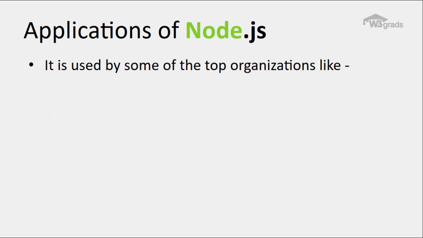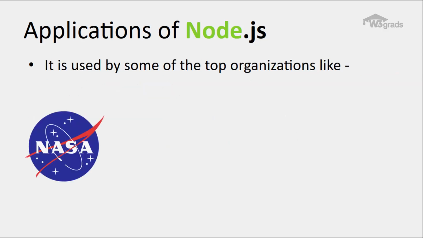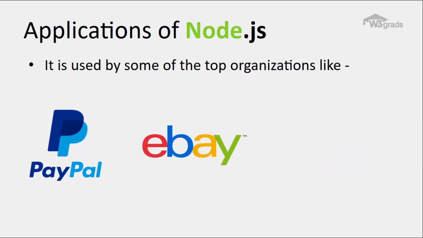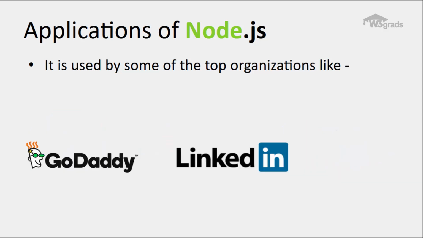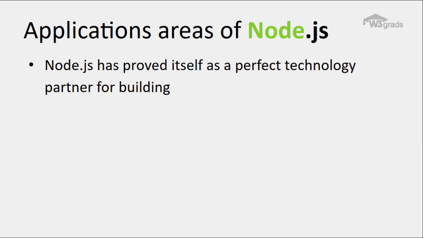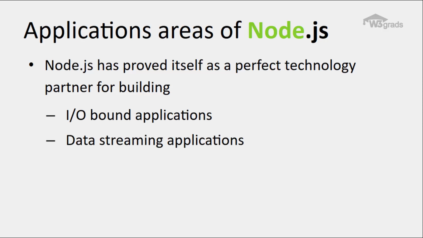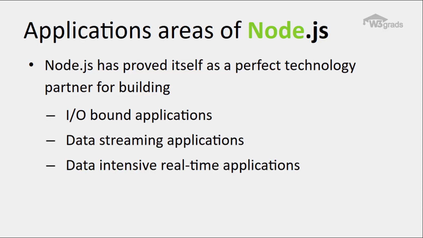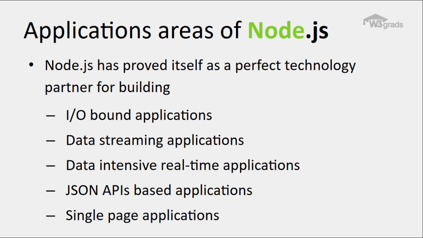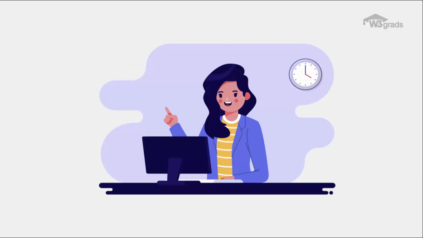It is currently used by some of the top organizations like NASA, Microsoft, IBM, PayPal, eBay, General Electric, GoDaddy, LinkedIn, Uber, and many more. Node.js has proved itself as a perfect technology partner for building I/O-bound applications, data streaming applications, data-intensive real-time applications, JSON APIs-based applications, and single-page applications. So, this is all about the introduction to Node.js, which has become an integral part of web development in recent times. With this, we come to the end of this video.